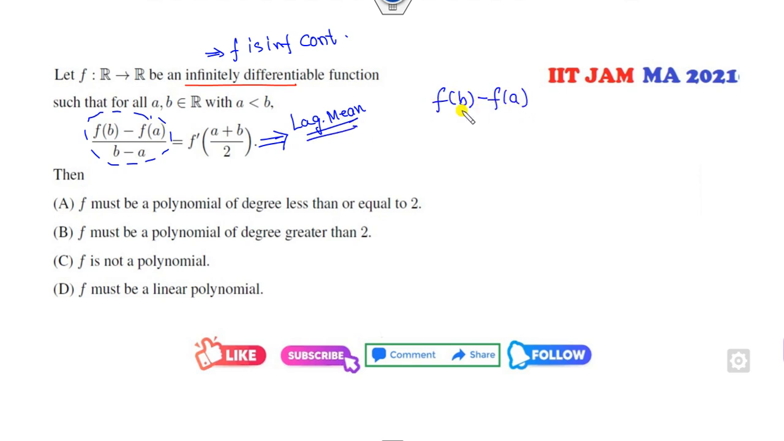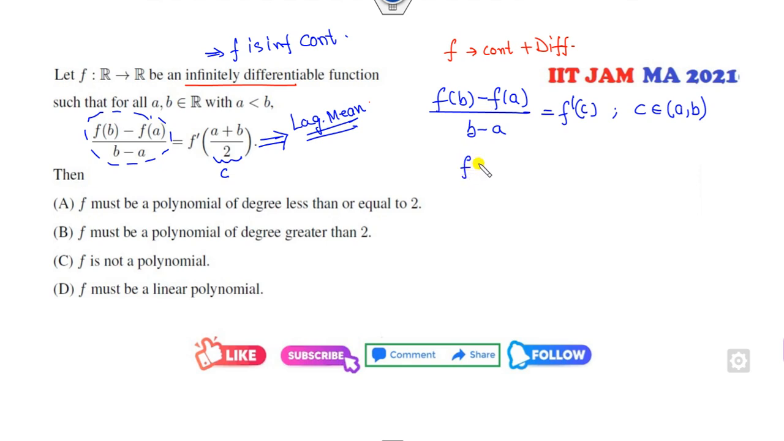f of b minus f of a over b minus a is equal to f dash of c, where c belongs to the open interval a comma b, and you can see this is my c. Now, what is the condition for the Lagrange mean value theorem? You can see it needs a continuous function and a differentiable function. Very simple. You choose any function which satisfies this condition.